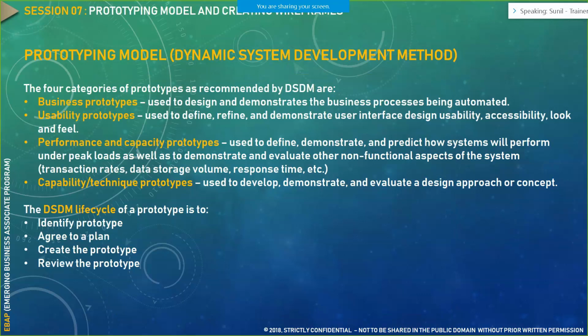So these are the prototyping models that you would be using in the dynamic system development model. Apart from whatever types we have seen in a generic perspective earlier, you have business prototype, usability prototype, performance and capacity prototypes, and then you have capability technique prototype. So this is the life cycle of the DSDM model: identifying a prototype, agreeing to a particular plan, creating the prototype, and reviewing the prototype.